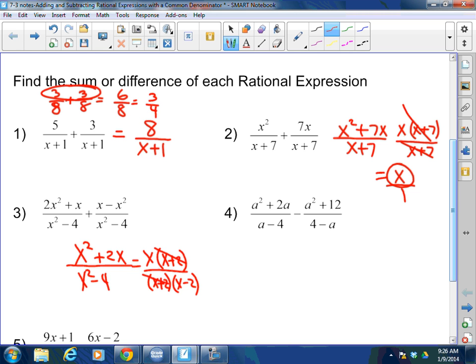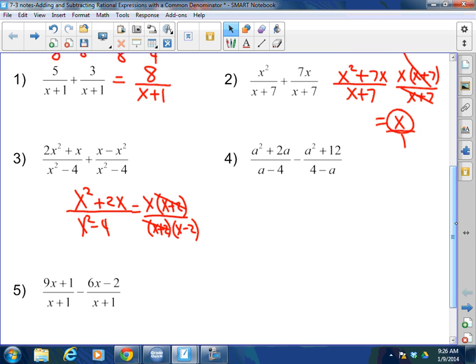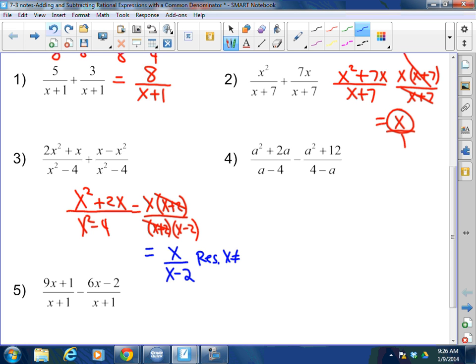The x plus 2's cancel. Am I allowed to take this x with this x? No. But I am allowed to rewrite this the right way, x over x minus 2, with a restriction that x cannot equal 2. Does everyone see this? We're going to do this all day today. It's just going to be with common factors. I just want you to get used to adding those numerators and simplifying those rational expressions. This is going to be a step-by-step process, I promise.